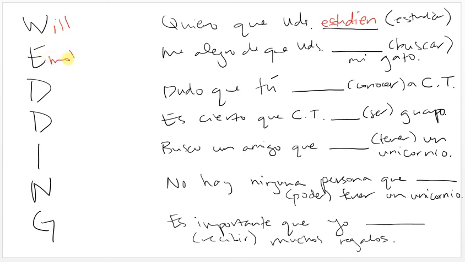The E stands for emotion. So verbs of emotion such as me alegro de que, I am happy that you all look for my cat. So opposite ending has to go to QU because it's car to zar, busquen.